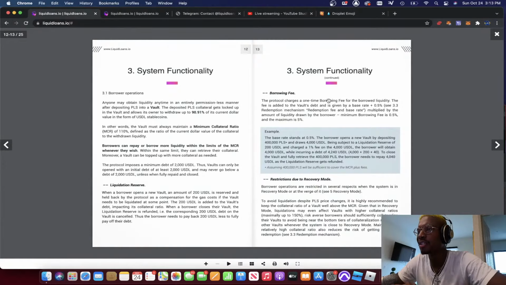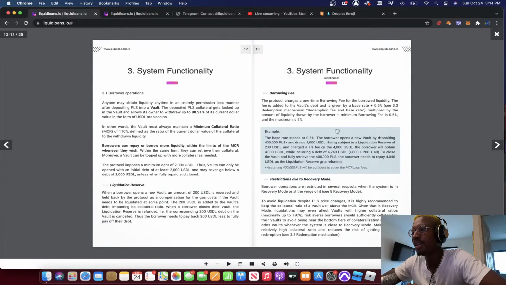The protocol charges a one-time borrowing fee for the borrowing liquidity. The fee is added to the vault's debt and is given by a base rate. So this would be the base rate, that 200 plus 0.5%, multiplied by the amount of liquidity drawn for the borrower. Minimum borrowing fee is 0.5% and maximum is 5%. Okay, so the base ratio stands at 0.5%.